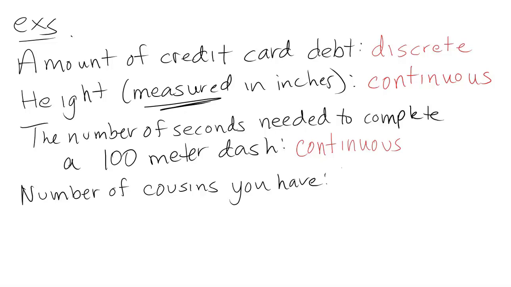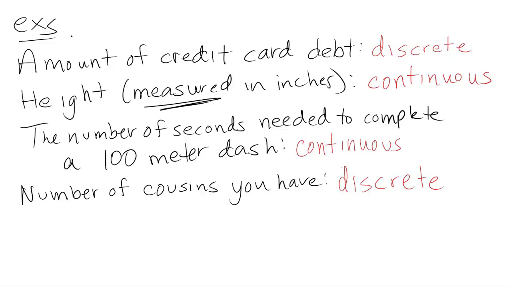Last one, the number of cousins you have. Okay, so two arguments here again. The less formal argument, you could go through and in your head list all of your cousins and count them out one at a time. This is something that you can count. By that argument, this is discrete.